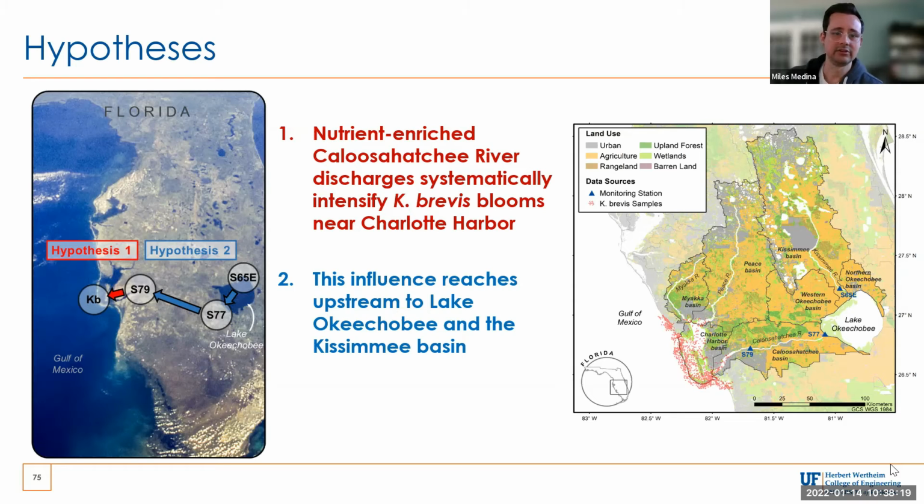We focused on the Caloosahatchee River, Lake Okeechobee, Kissimmee River flow path, since this is the major flow path in the watershed.